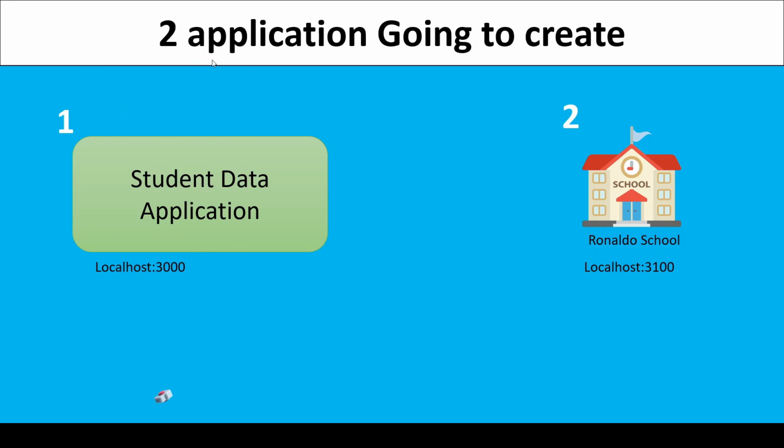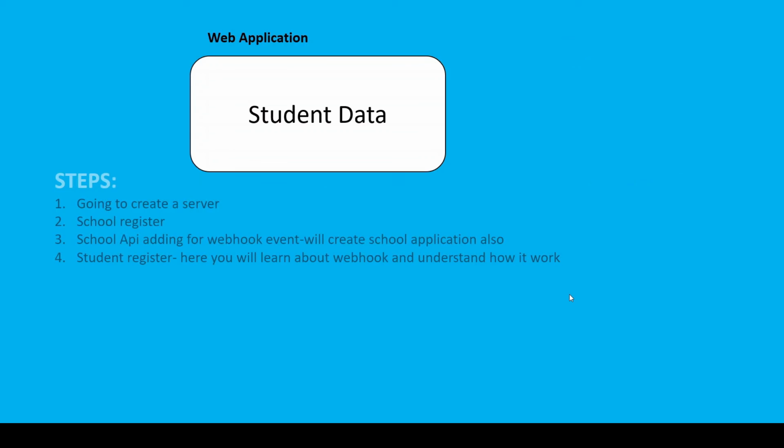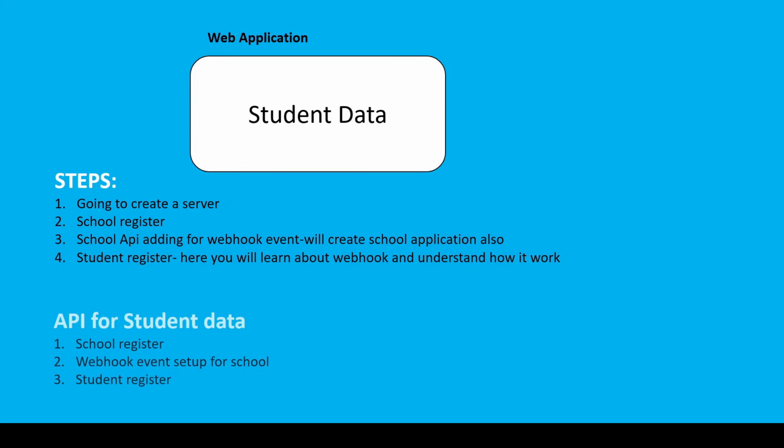If you remember in the startup tutorial, I told you we are going to create two applications. The first application is this student data, and the second one is Ronaldo School. This is the port number I have given, 3000. Don't think like, okay, this is running at 3100, this is running at 4100. So that's why you can see this whole step we followed right now.